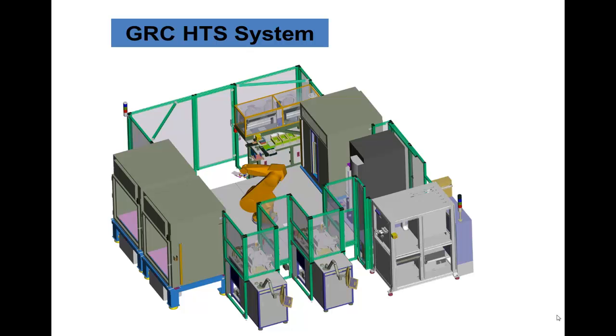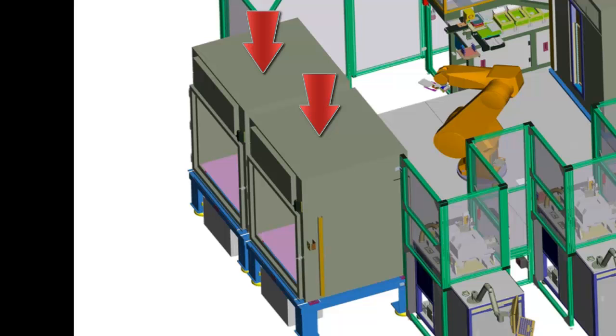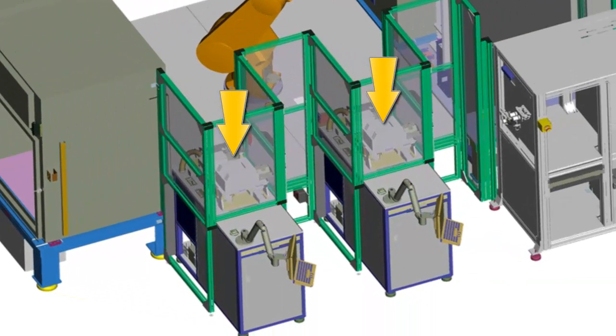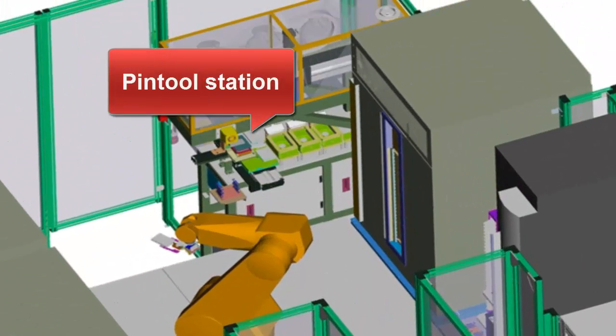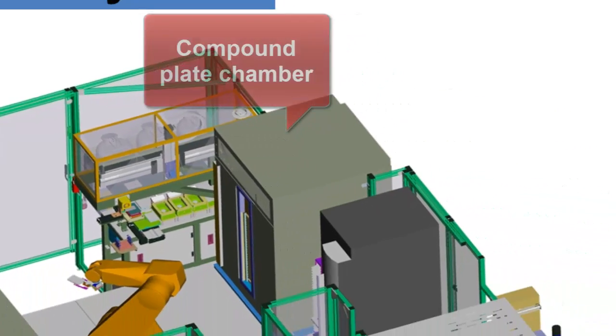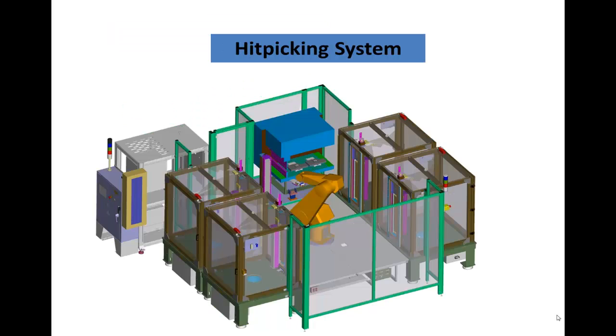The next slide is a model of the high throughput screening room. As you can see, there's a robot in the center, the 2 incubators on the left, and close to us, there are 2 dispensers and a washing station. At the far end of this picture, there's a pin tool station. On the right-hand side is a compound plate chamber, and next to it is a Viewlux plate reader.